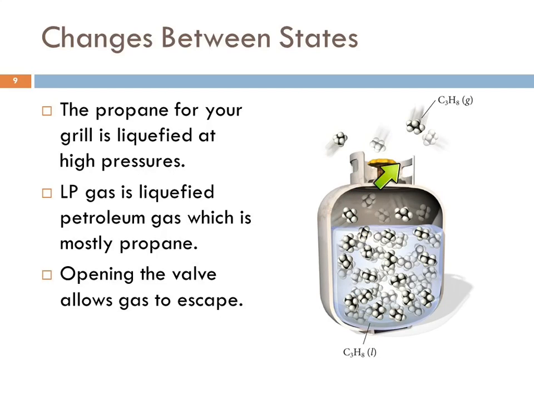When you open this valve, the gas wants to get out, right? It's going to go from a high pressure situation to a low pressure. When you let it out, it's in a low pressure situation and it vaporizes again. And then the gas goes into your grill and you spark it and light it on fire and you cook your steak.